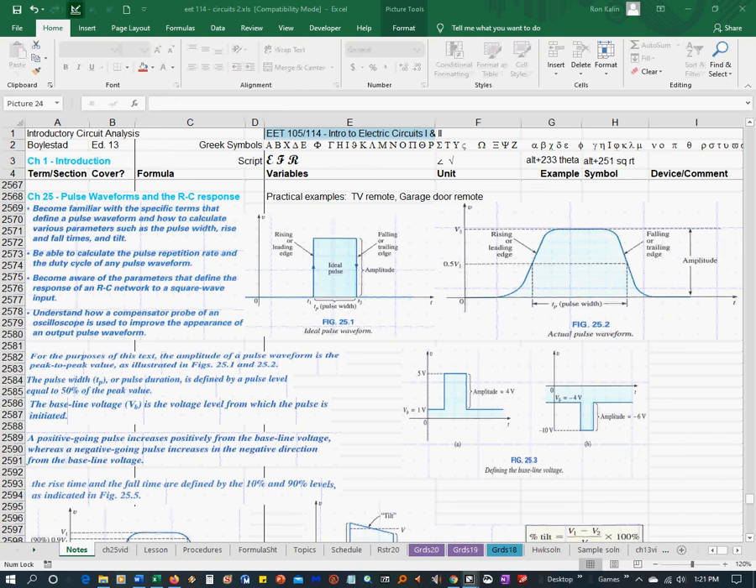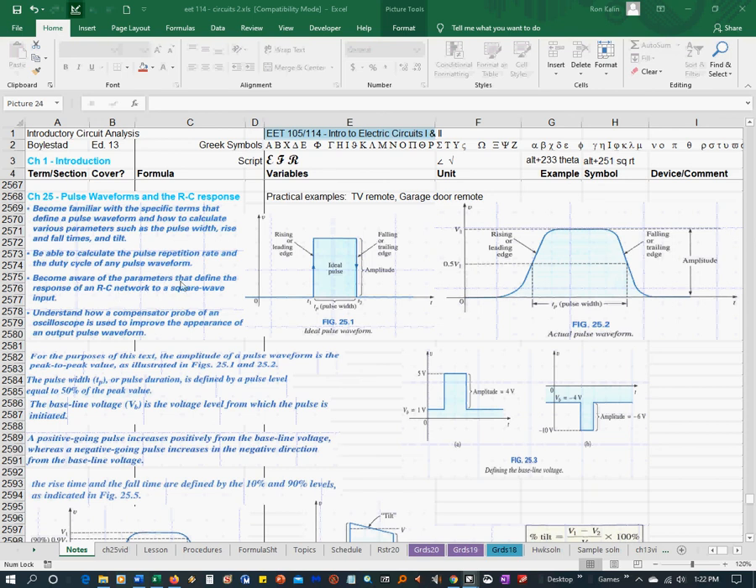AET-114, Chapter 25, Pulse Waveforms and the RC Response. So we're going to become familiar with these terms, such as pulse width, rise and fall times, and tilt. Calculate pulse repetition rate and the duty cycle of any pulse waveform.